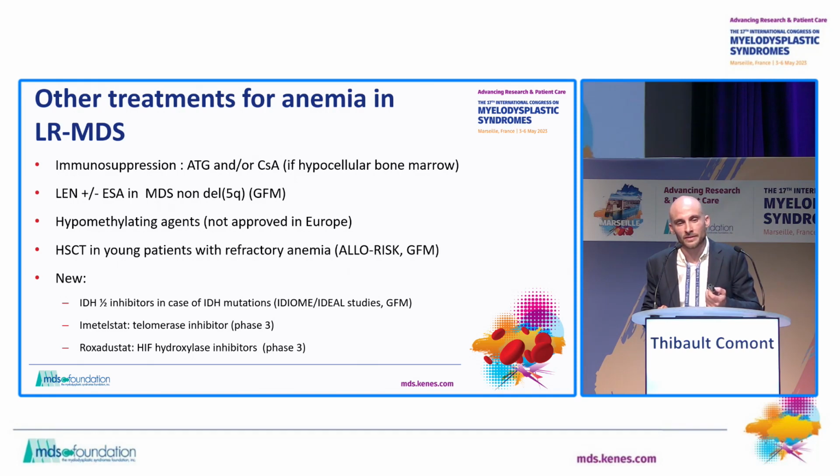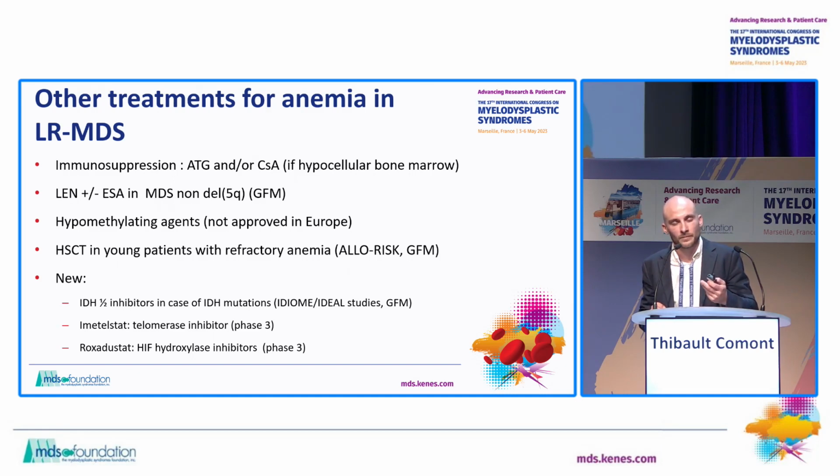When patients have hypocellular bone marrow, we can use immunosuppressive therapy such as ATG or cyclosporine. Lenalidomide can be used in these patients, but with a lower rate of response. In the US, but not in Europe, hypomethylating agents such as azacitidine or decitabine are approved in low-risk MDS with cytopenia. When the patients are young, and especially when we find a matched donor, we can consider hematopoietic stem cell transplantation.